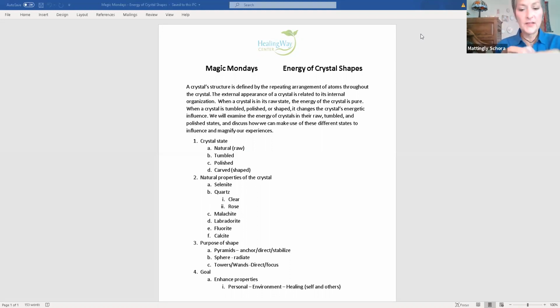Okay. This is, and I'm not going to be talking about this, a sacred geometry, because sacred geometry is its own topic. And then this is a tower, but it's also called an obelisk because of its particular shape. And it, of course, has been polished and shaped.